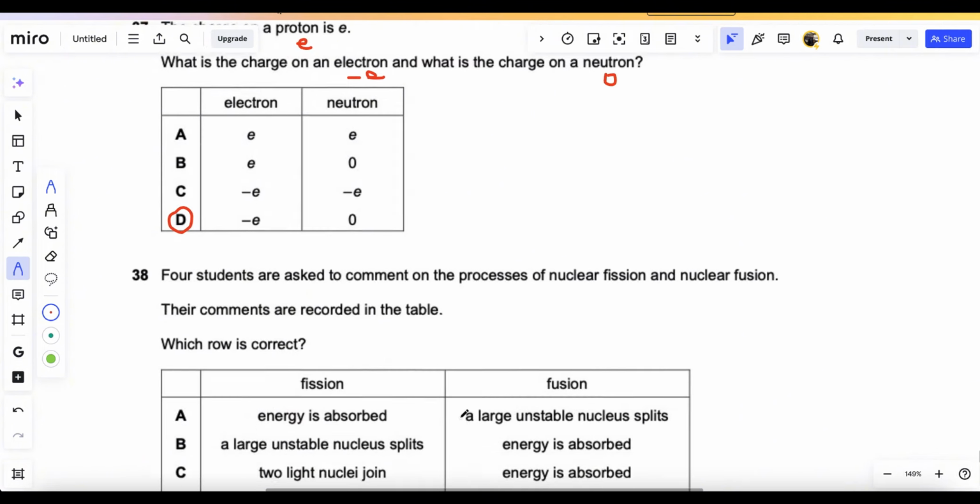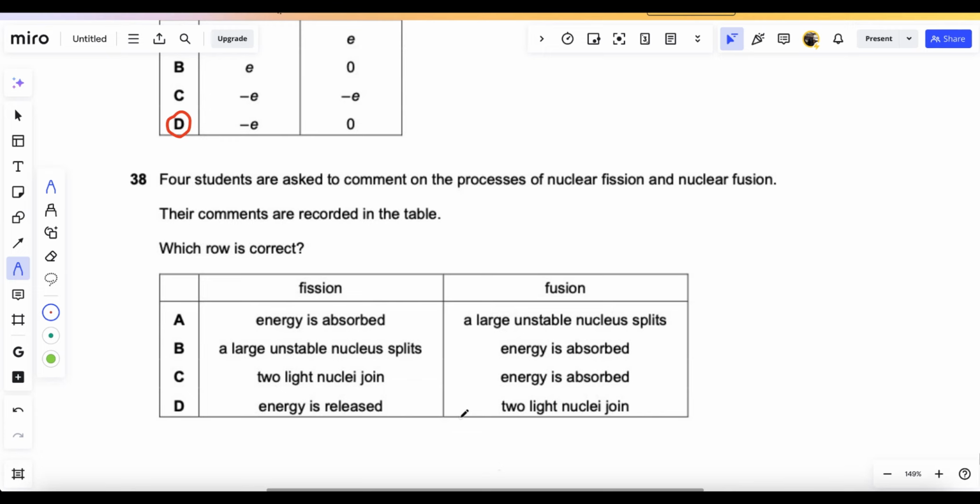We move on to the next one. Question 38. Four students are asked to comment on the processes of nuclear fission and nuclear fusion. Their comments are recorded in the table. Now, which one is correct? Fission and fusion. Fusion is joining. Fission is splitting, splitting of nuclei, radioactive nuclei. Fusion is joining together to make a bigger thing. I just use a keyword to let you know what you're looking for.